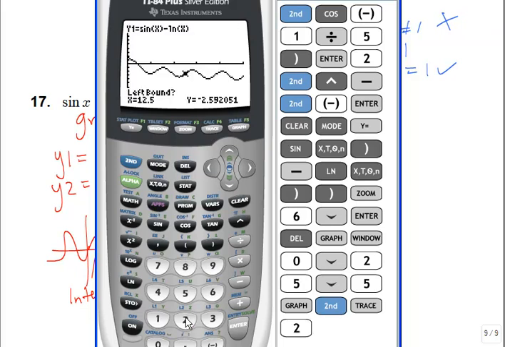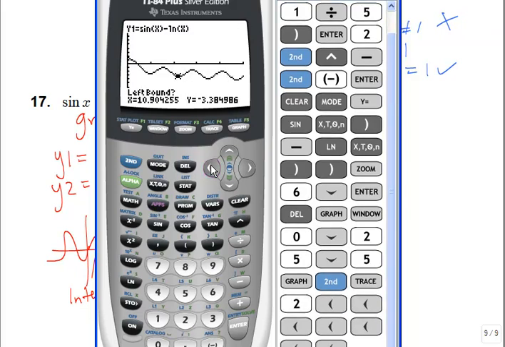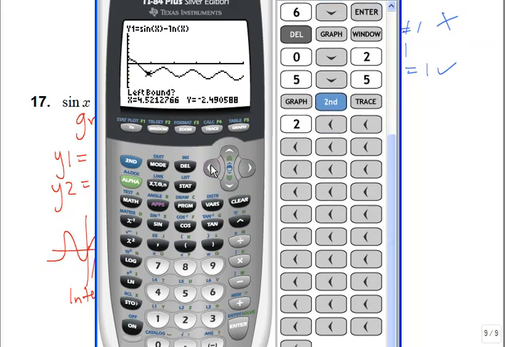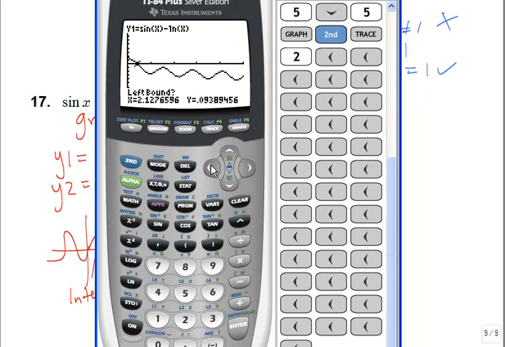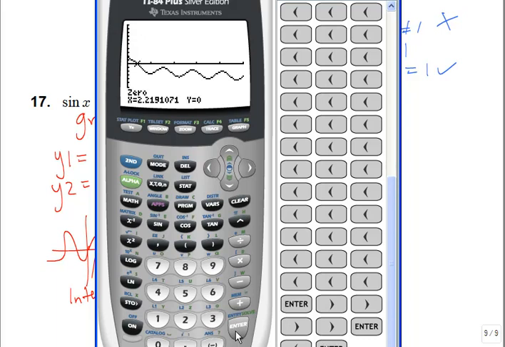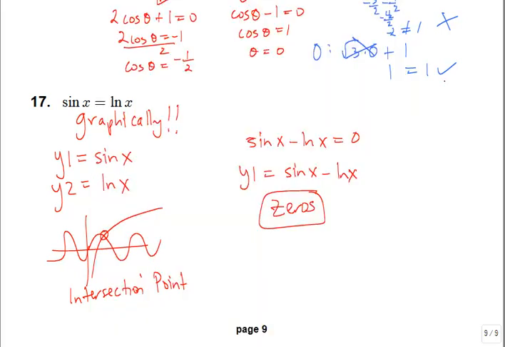Number 2 is 0. And we just need to move that cursor over to our 0 where we think it is. Place it over that 0. And for my left bound, just do 1 or 2 clicks to the left. Hit enter. Then put your cursor back over the 0. And for the right bound, do 1 or 2 clicks to the right. Hit enter. And then go back to that 0 for your guess. And we get 2.219. So our solution is 2.219 for x.